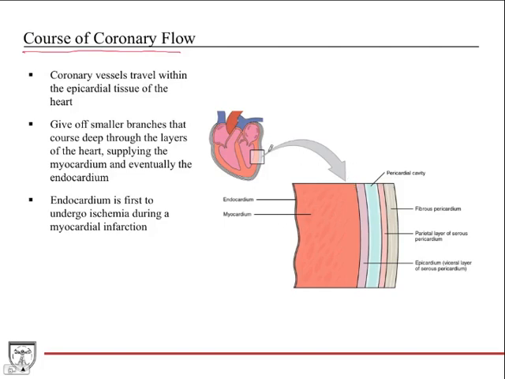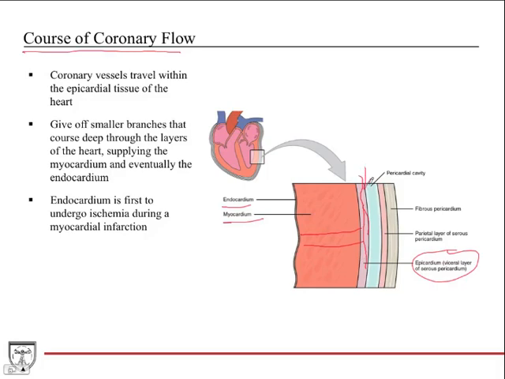So here's our layers of the heart. Here's a snapshot of it. Here's your endocardium, the inner layer, the myocardium, the muscular layer, and then you have the epicardium out here, which is the outermost layer. What's important to know is actually that the coronary vessels travel in the epicardium like this. Okay, so when you see these vessels on the surface of the heart, what they're actually doing is traveling in the epicardium. And they give off these smaller branches that course down through the layers of the heart. So the heart is supplied from outside to in. That's how the blood flow will travel.